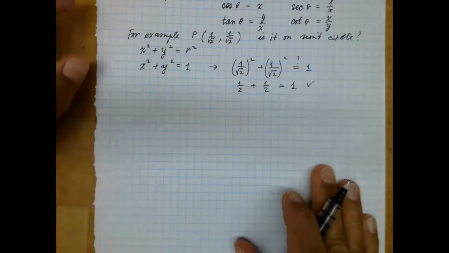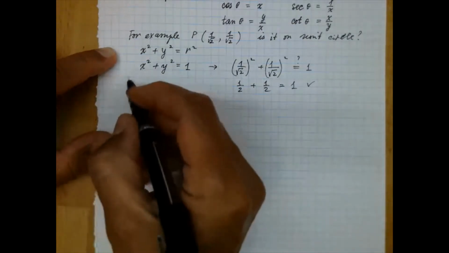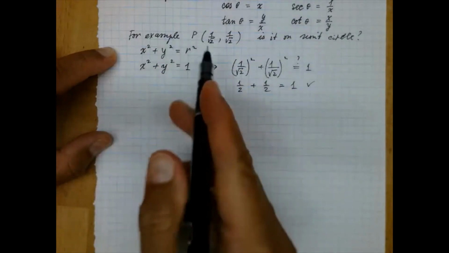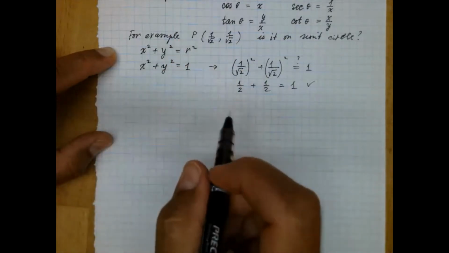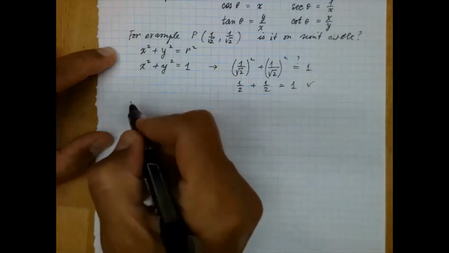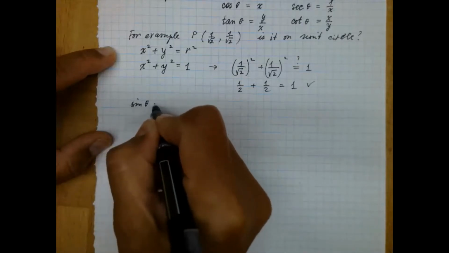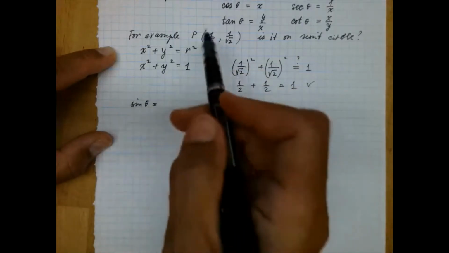Now, let's calculate 6 functions of this point, which sits on a unit circle. I'm going to make them in the same order. So I'm going to do sine, cosine, tangent, and then secant, cosecant, secant, and cotangent. So let's start with sine. Sine of theta equals y. What is y of my point?